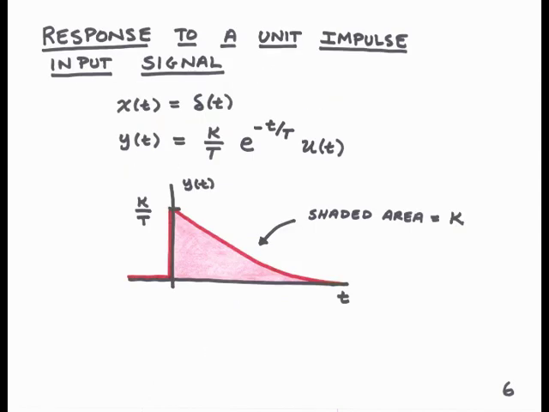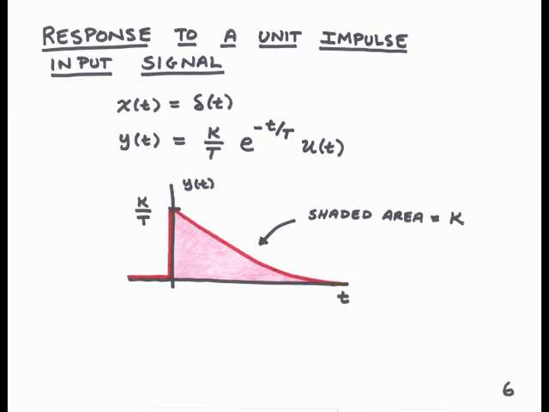So now we'll find the response of our generic first-order system, which is K over (capital T s plus 1). We'll find its response to a unit impulse input signal. So x(t) will be equal to delta(t), and X(s) will be equal to 1. We can multiply X(s), which is equal to 1, times the transfer function, capital K over (capital T s plus 1), and then we can inverse Laplace transform that to find y(t).